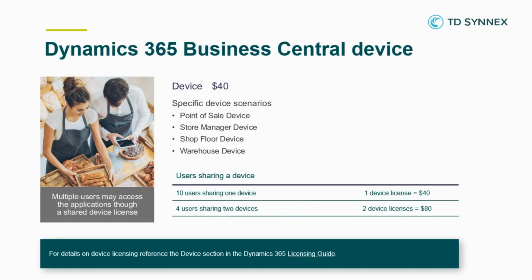The Business Central device license is available for specific scenarios where multiple users share devices. The specific scenarios it supports are point-of-sale devices, store manager devices, shop floor devices, and warehouse devices. And typically, these will be devices where more than one user is sharing a device. In these scenarios where users are sharing a device, it is the device that needs the device license with a monthly cost per device, but there's then no limit as to how many users can share that device.